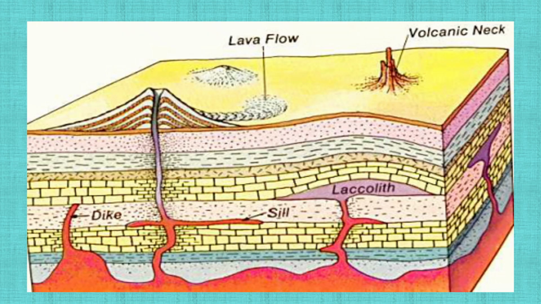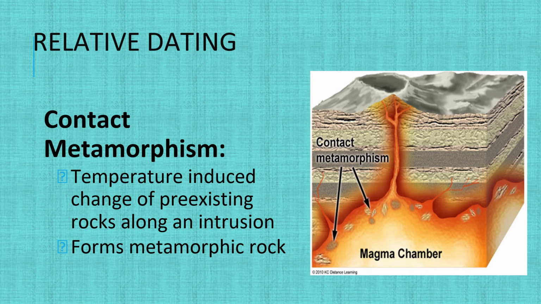So here's all of our different types of igneous intrusions. We have a dike, a sill, a laccolith, and there is a volcanic neck up in the top right. So contact metamorphism, this is how you're going to know that your rock is an intrusion and not an extrusion.